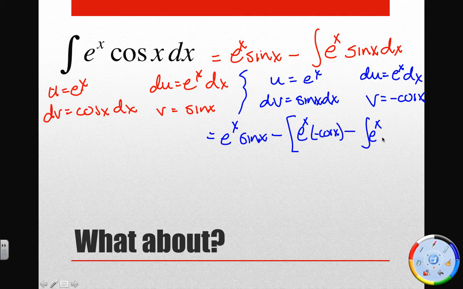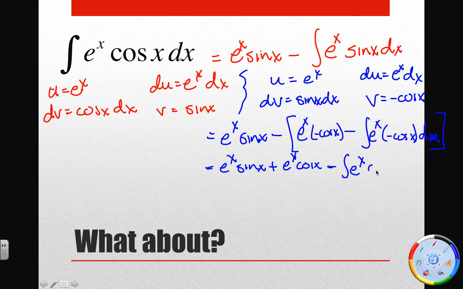v du. So, and a negative cosine x dx. That doesn't look any simpler either. But let's simplify this, get rid of some of those brackets. So we got e to the x sine of x, minus and a minus become plus, so plus e to the x cosine of x. This minus goes with this minus, makes it a plus. That minus makes it a minus. So I get minus e to the x cosine x dx.